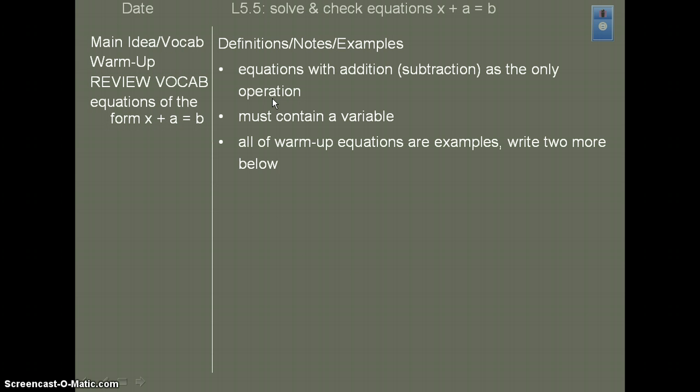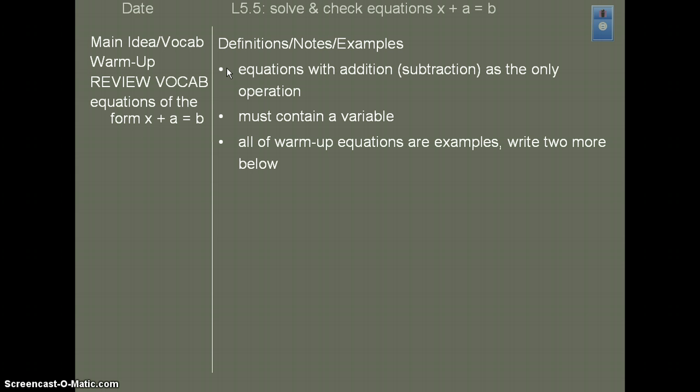Taking a look at equations of the form x plus a equals b. This is any equation with addition or subtraction, which can be changed into addition, as the only operation. It must contain a variable. Each of the equations in the warm-up was an example of this. Go ahead and write 2 more below. Remember, a variable plus a number on one side of the equal sign and a value on the other side of the equal sign.